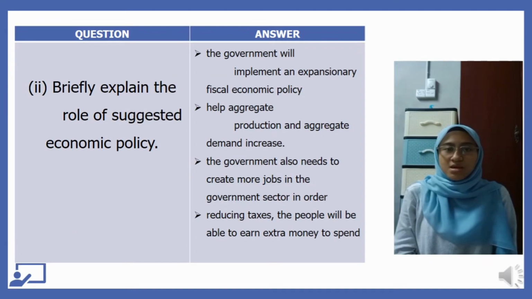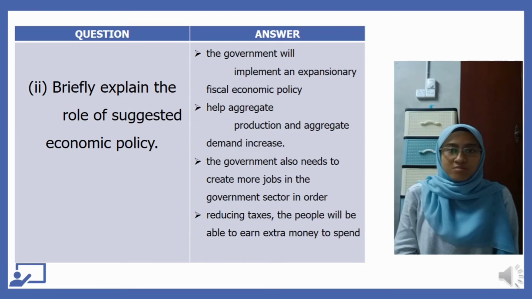For question C2, briefly explain the role of the targeted economic policy. The answer is, during the COVID-19 pandemic season, it is certain that the government will implement an expansionary fiscal economic policy because demand and supply decrease simultaneously. The role of the government in this expansionary fiscal policy is to reduce taxes and increase government spending. This can help aggregate production and aggregate demand increase.